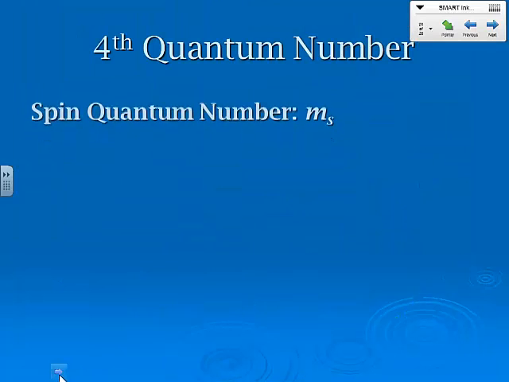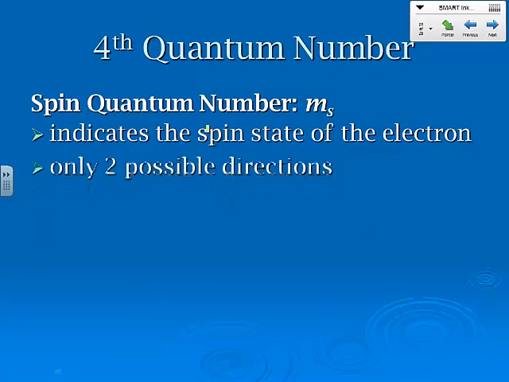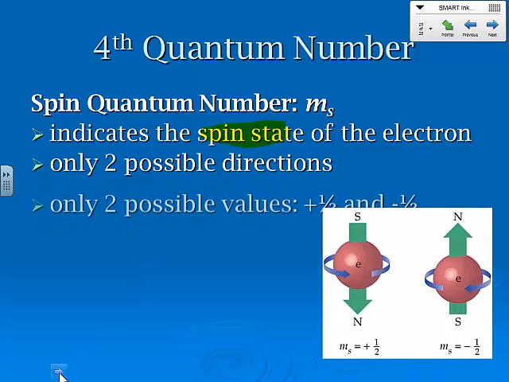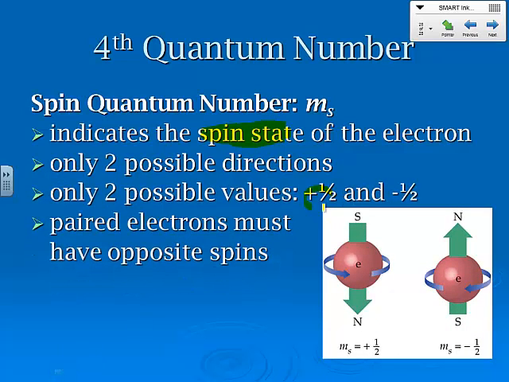And last but not least, we have the spin quantum number. It just indicates the spin state. There's only 2 possible directions for these, and 2 possible values are +1/2 and -1/2. That's going to be one thing that's different this year, is you actually have to assign quantum numbers to different orbitals, and so we need to keep that in mind.